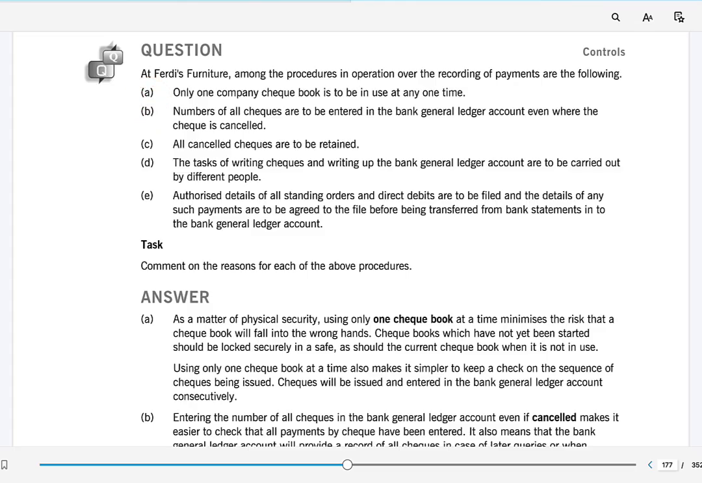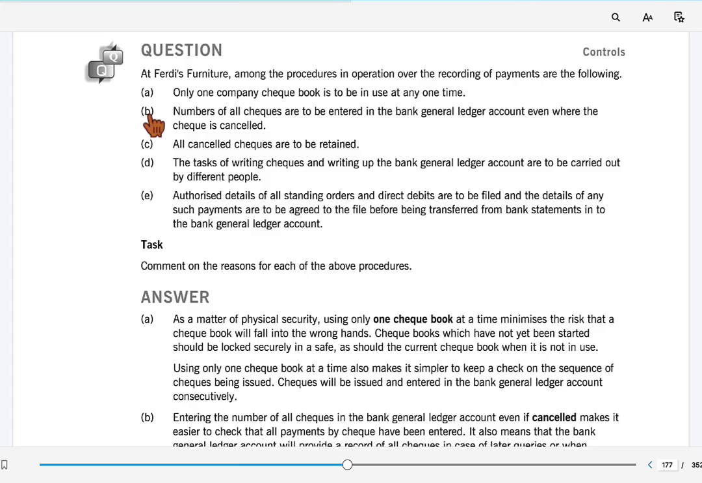This means the business should not use two different checkbooks at the same time. So the company decides, we will use one checkbook only. When it finishes, we move to the next checkbook. The question wants you to explain what benefit this rule gives to the business.